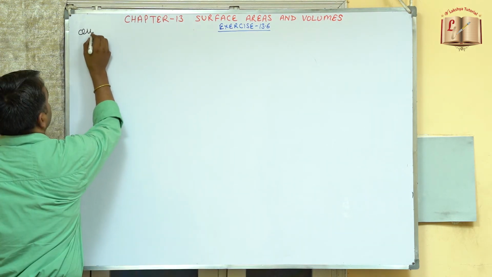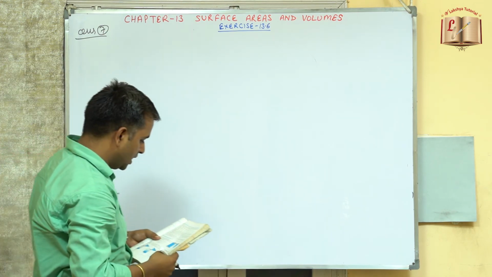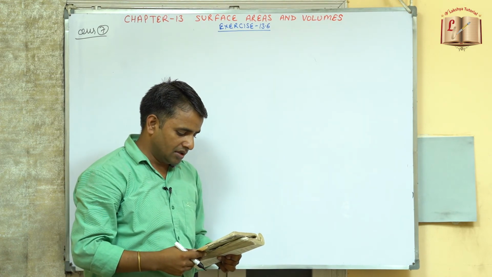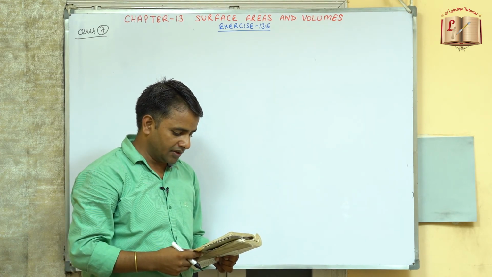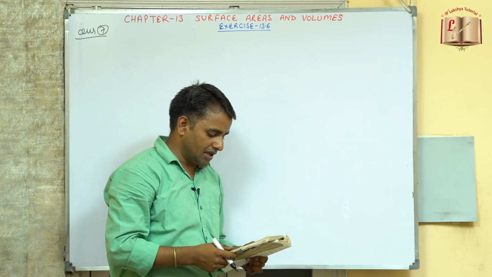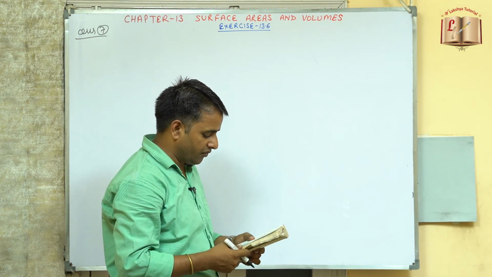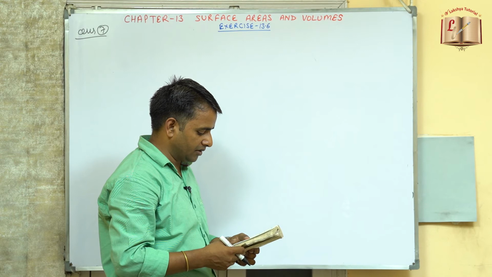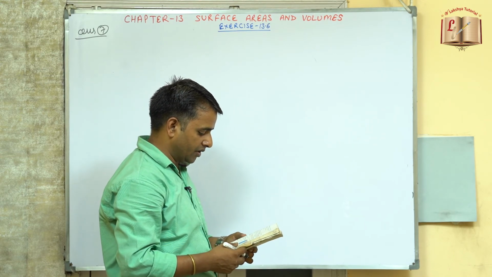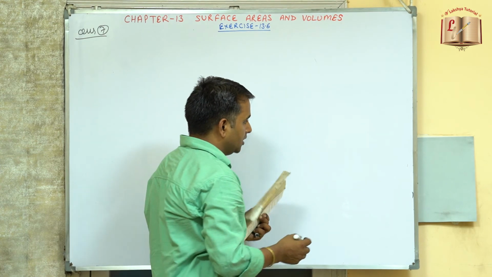So now coming to question number 7th. A lead pencil consists of a cylindrical board with a solid cylinder of the graphite filled in the interior. The diameter of the pencil is 7 mm and the diameter of the graphite is 1 mm. If the length of the pencil is 14 centimeter, we need to find out the volume of the board and that of the graphite.